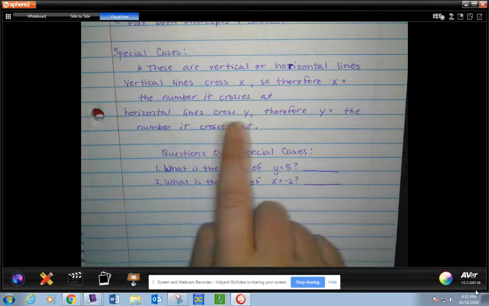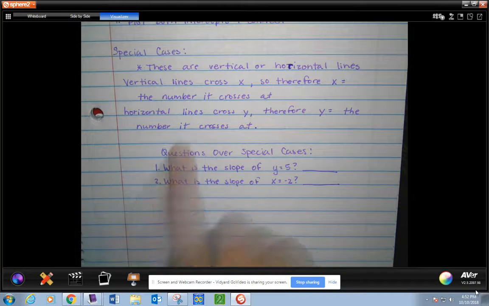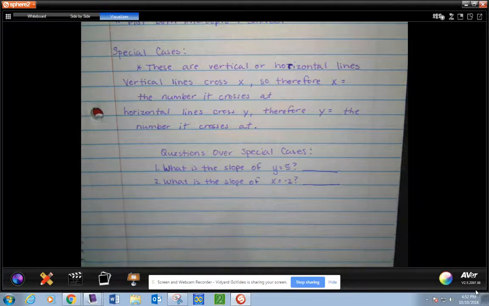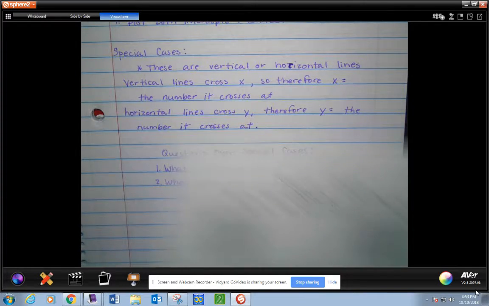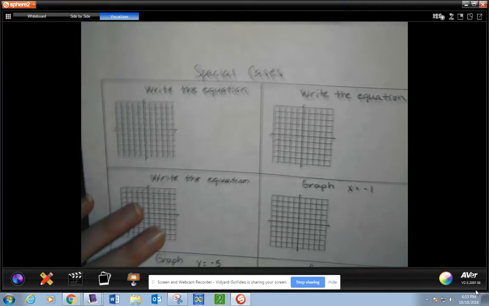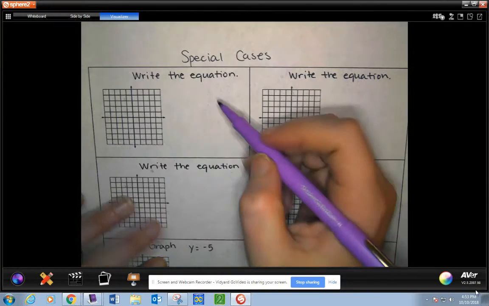Horizontal lines cross the y-axis, therefore y equals whatever number it crosses at. We'll talk about these two questions in just a minute, so go ahead and write that down, and if you will, go to your special cases paper. Okay, for special cases, I'm going to again move my journal out of the way.